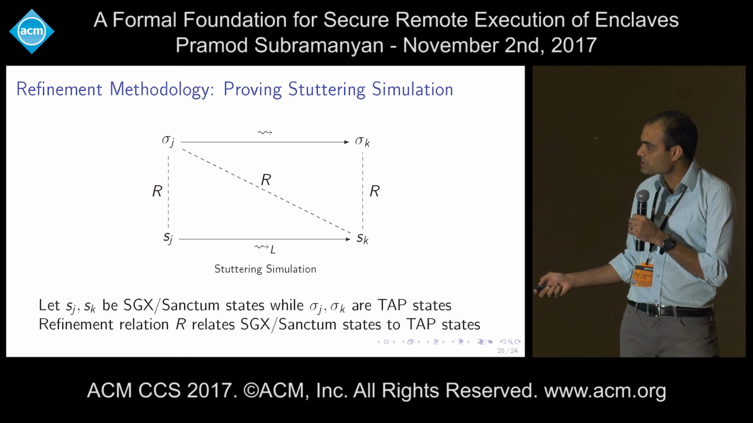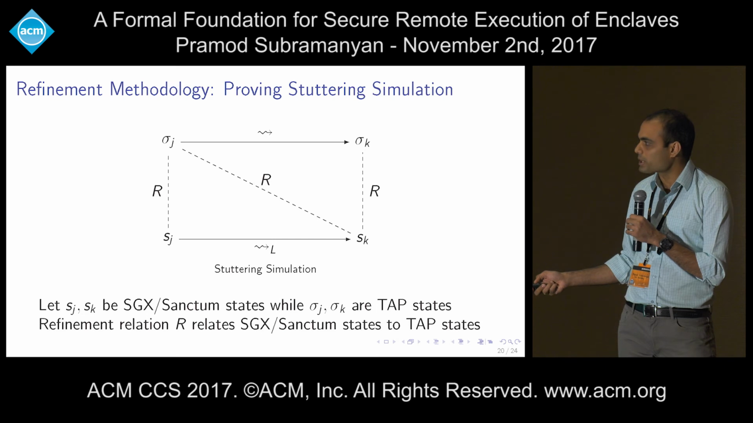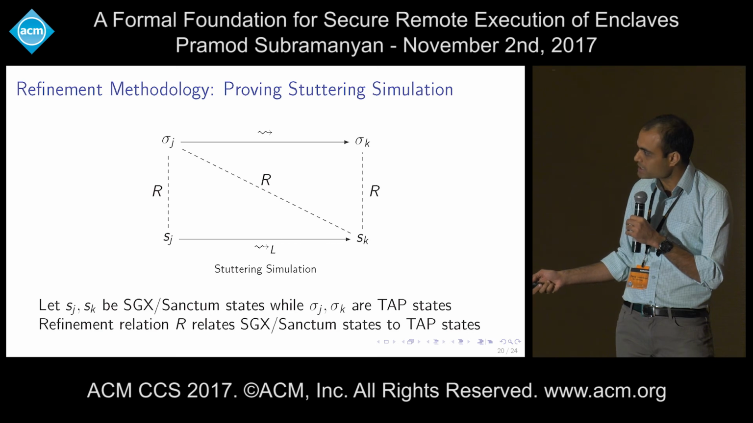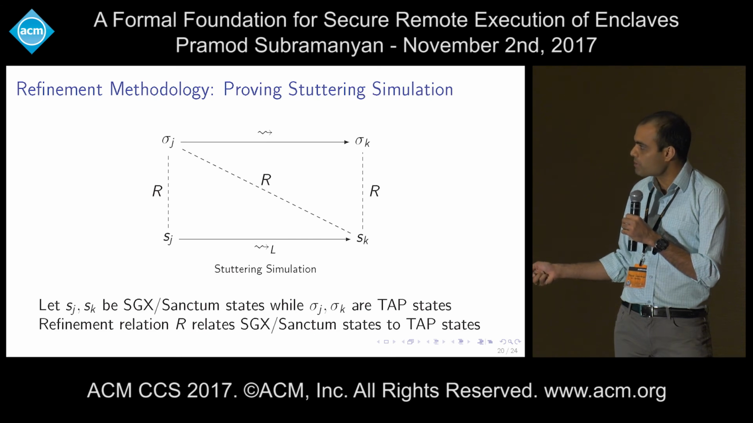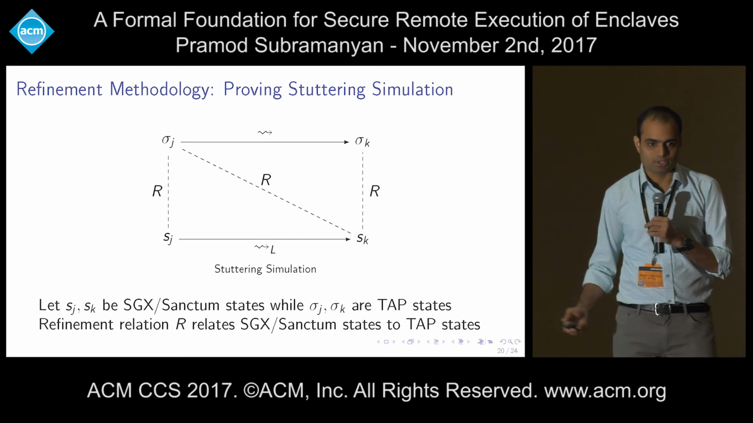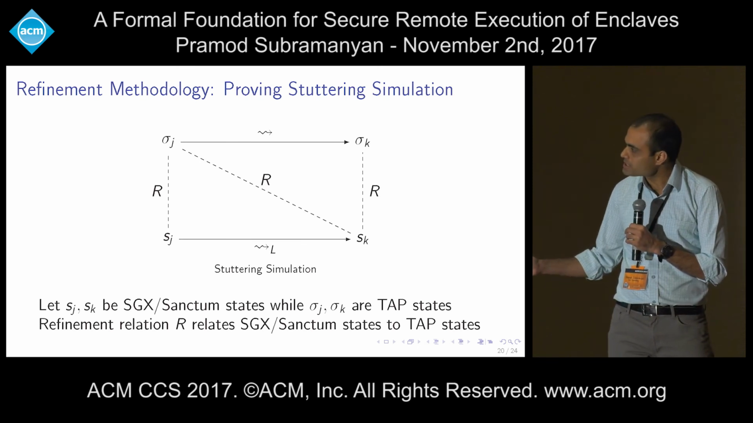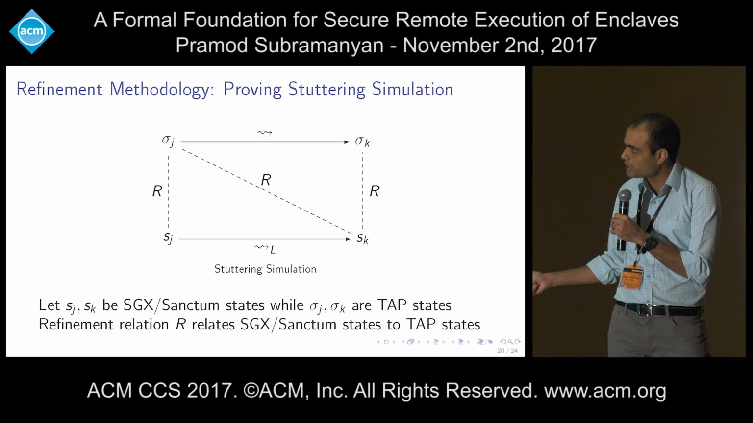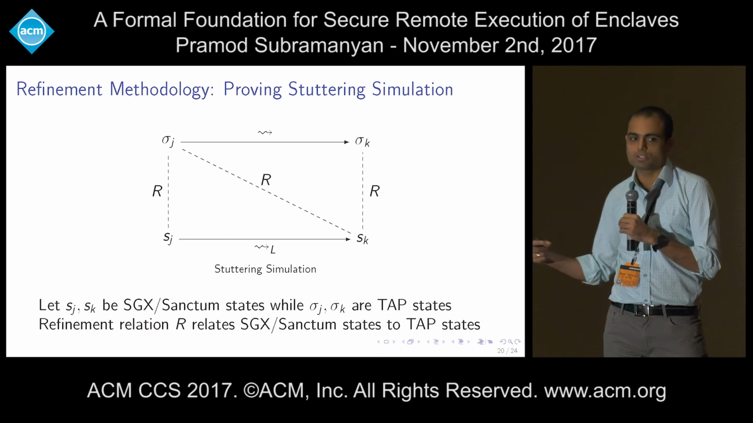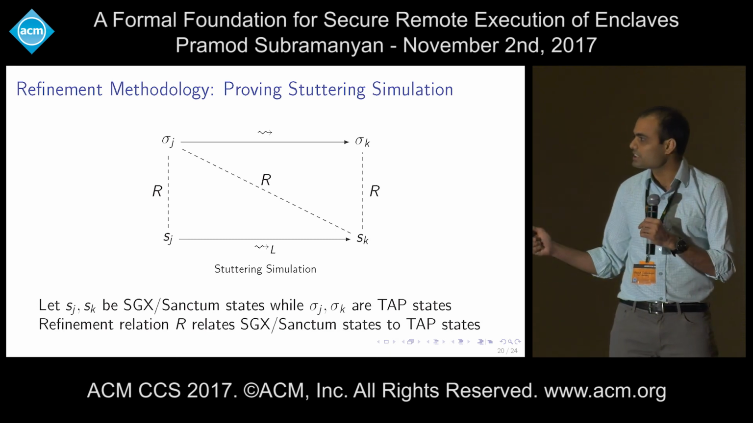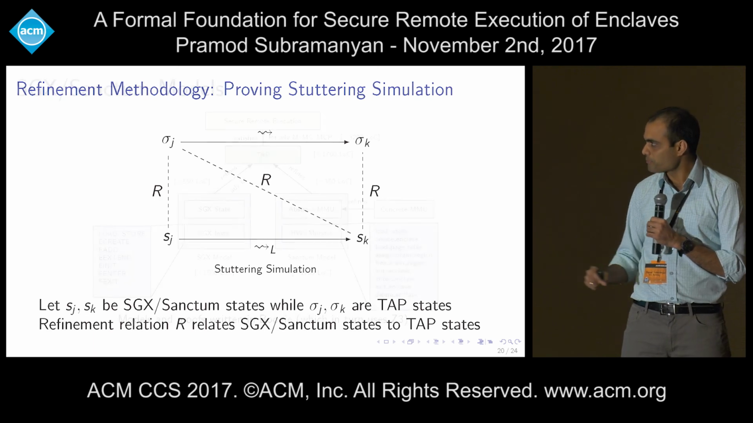The way we do that is by using this notion of stuttering simulation. What this basically says is that if I have an SGX state Sj, and that steps through some operation to state Sk, then supposing this SGX state Sj maps to this TAP state sigma k, the new state that I ended up in must also map through the same refinement relation to the state sigma k. There is a little subtlety here, and that's the reason why this is called stuttering simulation: if SGX steps from Sj to Sk, it's possible that the TAP does not take a step. So every step of SGX would match to 0 or 1 steps of the TAP.